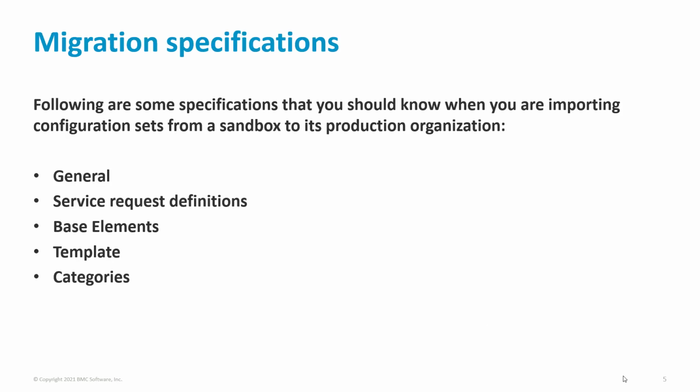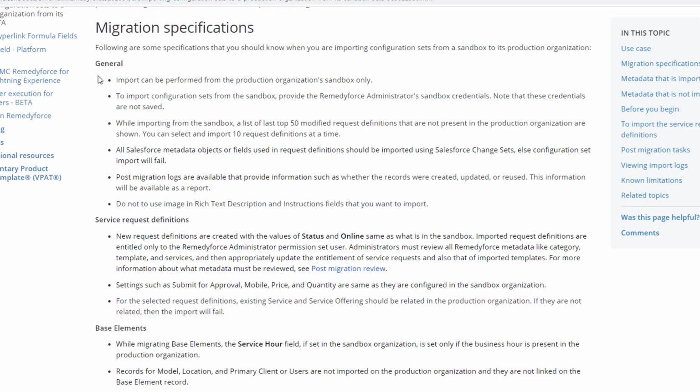So now let's review some of the migration specifications. Following are the specifications that you should know when you're importing configuration sets from a sandbox to its production organization: general service request definitions, base elements, templates, and categories. But let me explain each point a little bit more. The following points that we are going to review are extremely important in order to migrate request definitions using configuration sets. So let's review them.